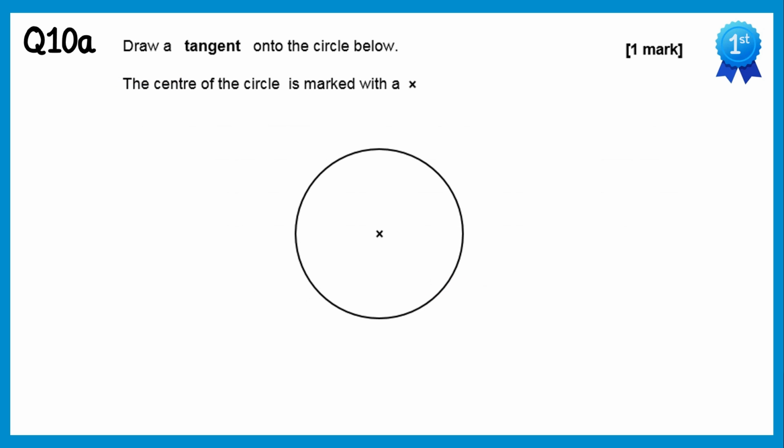A tangent is a straight line that touches the outside of the circle in one place. So a straight line that looks something like this. You could draw this anywhere on the circle as long as it just touches once.